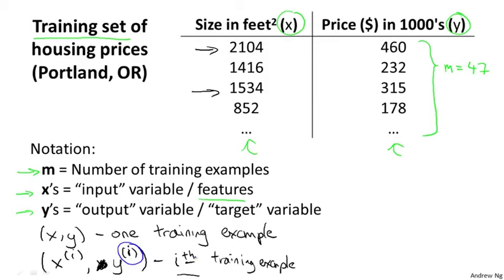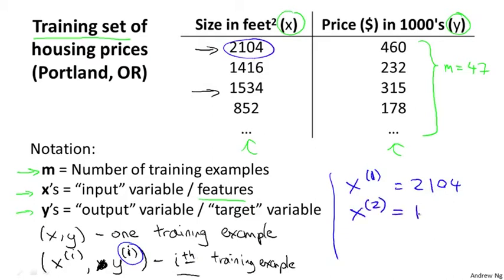So, for example, x^(1) refers to the input value from the first training example. So that's 2104, right? Because that's x in the first row. x^(2) will be equal to 1416, right? That's the second x, and y^(1) will be equal to 460, because that's the y value for my first training example. That's what that 1 refers to.